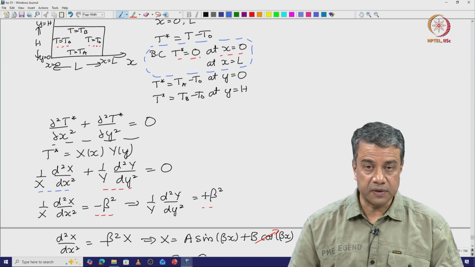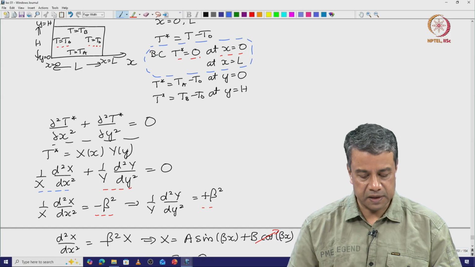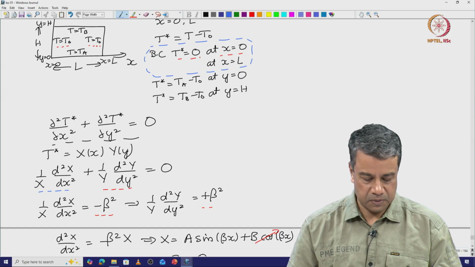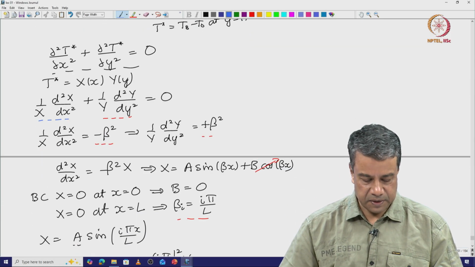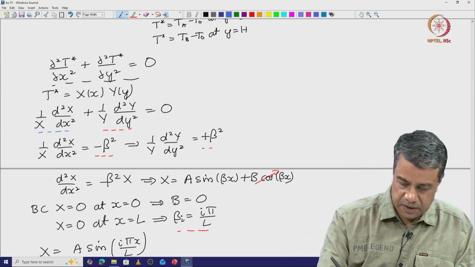The inhomogeneous boundary conditions are in the y direction. T star is equal to T A minus T naught at y is equal to 0 and T B minus T naught at y is equal to h. So, we solve this equation and the solutions. In this particular case I have 2 terms.